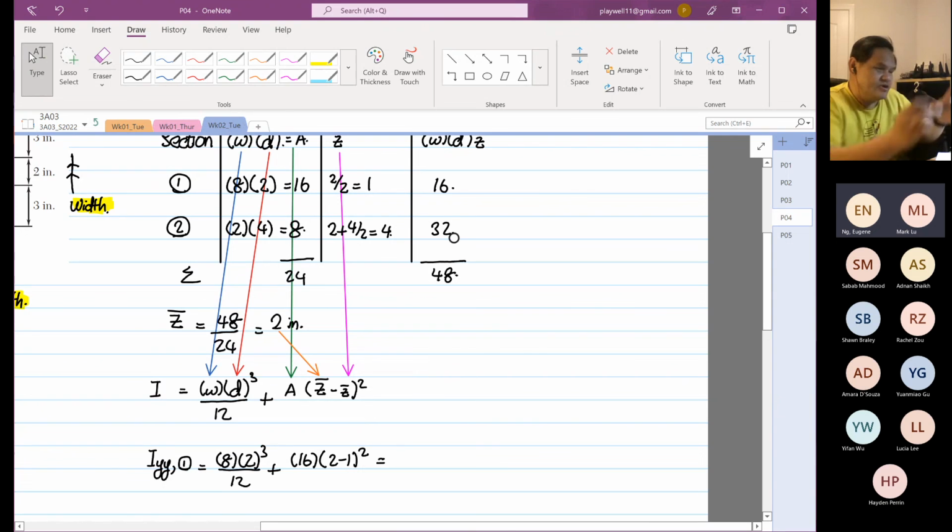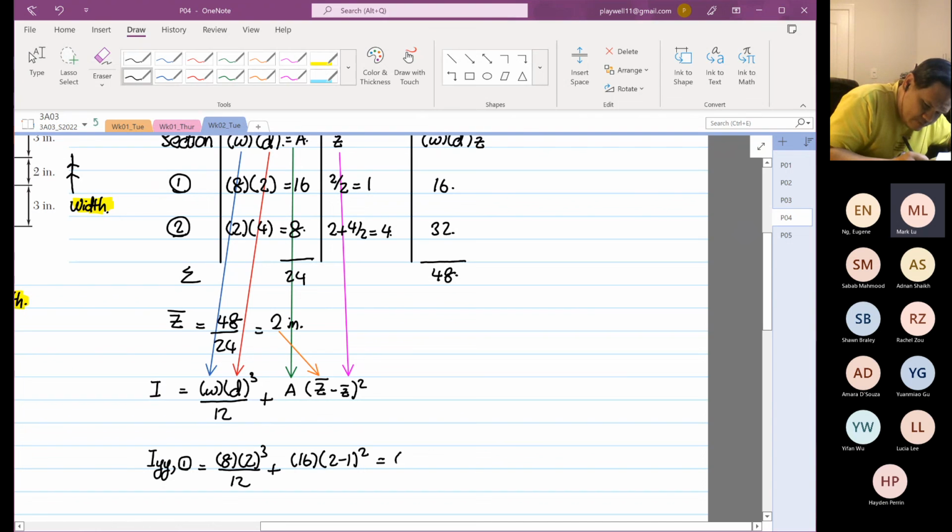If you look at the solution manual, they all lump into one working. You can make a lot of mistake that way. Okay. So I'm going to calculate 2 to the power 3 times 8 divided by 12 plus 16 times 1. So this is equal to 64 over 3 inch to the power 4. Okay.